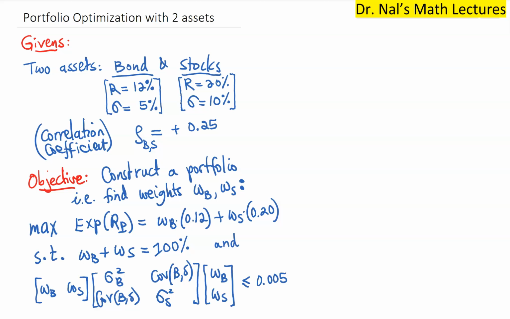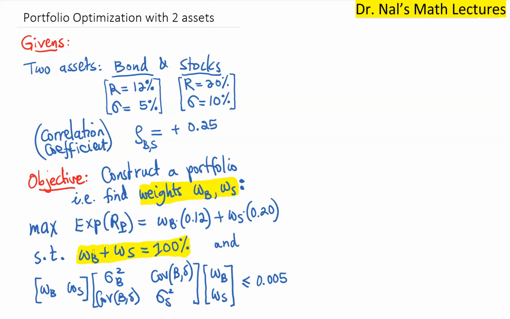All right, so now given those two assets with their respective features, our goal is to construct a portfolio, that is, finding weights WB and WS, the proportion of your portfolio that you want to invest in bonds and stocks, right? They should add up to 100%, obviously. So for instance, we can decide to invest 50% in stocks and 50% in bonds. That would be one possible scenario.